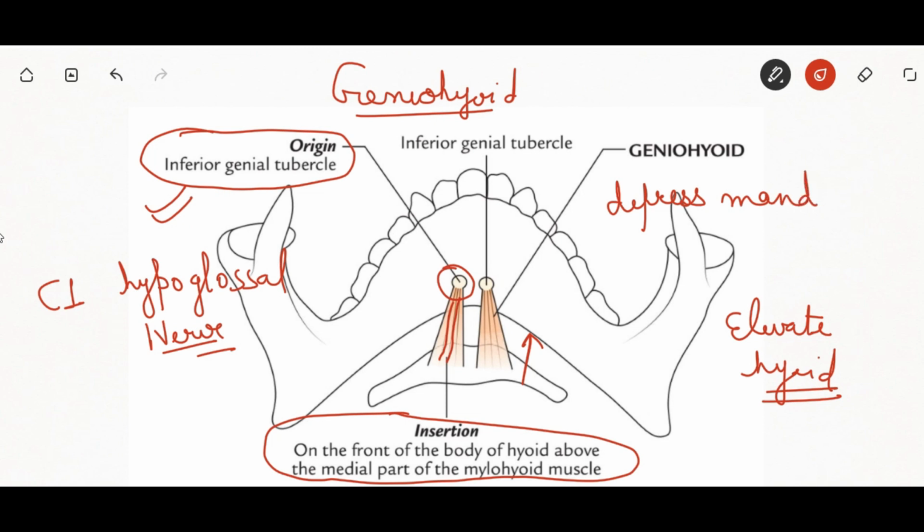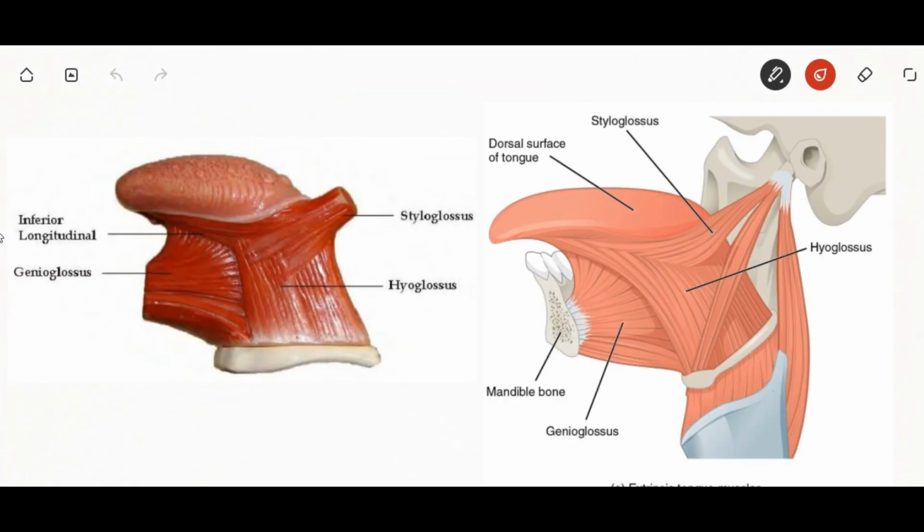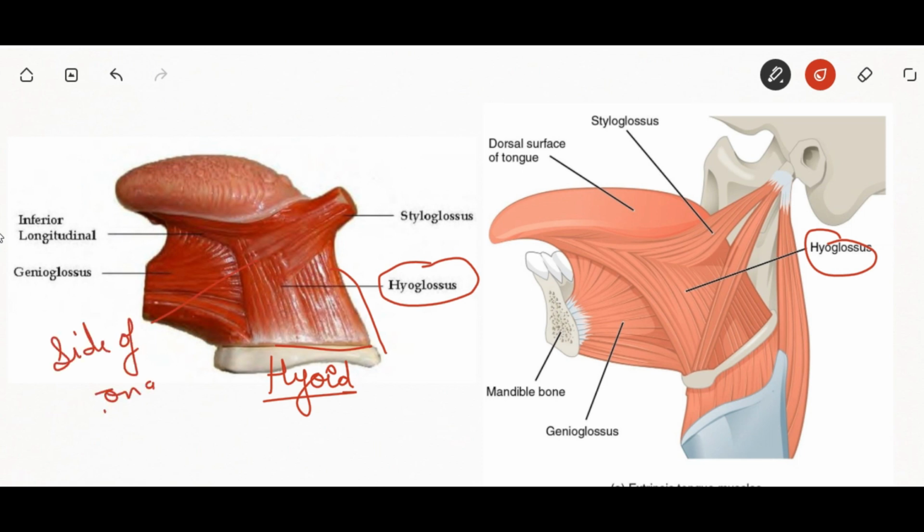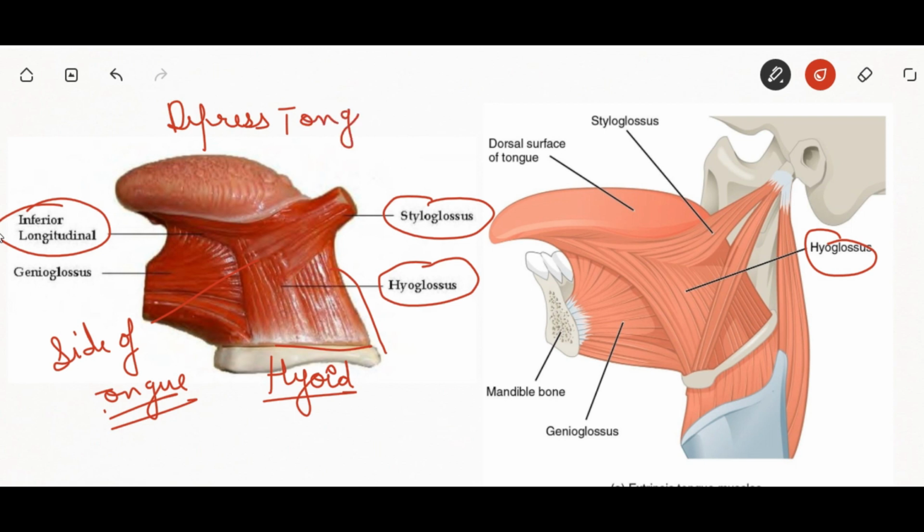Hyoglossus muscle is a muscle of the tongue. It has origin from the greater cornu and lateral part of the body of hyoid bone, and it is inserted into the side of the tongue between the styloglossus and inferior longitudinal muscle of the tongue. The nerve supply of hyoglossus is the hypoglossal nerve. It will depress the tongue, make dorsum of the tongue convex, and retract the protruded tongue.